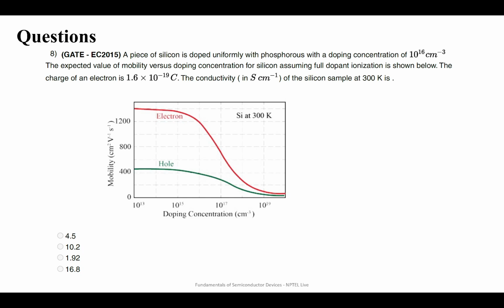A piece of silicon is doped uniformly with phosphorus with a doping concentration of 10 to the power 16 per centimeter cube. The expected value of mobility versus doping concentration for silicon, assuming full dopant ionization, is shown below. The charge of an electron is 1.6 times 10 to the power minus 19 Coulomb. The conductivity in Siemens per centimeter of the silicon sample at 300 K is which?